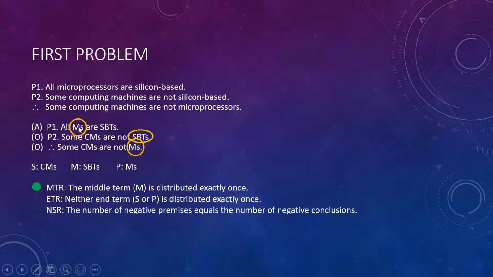Microprocessors, our predicate term, is distributed twice. Therefore, neither end term is distributed exactly once. This syllogism checks out.